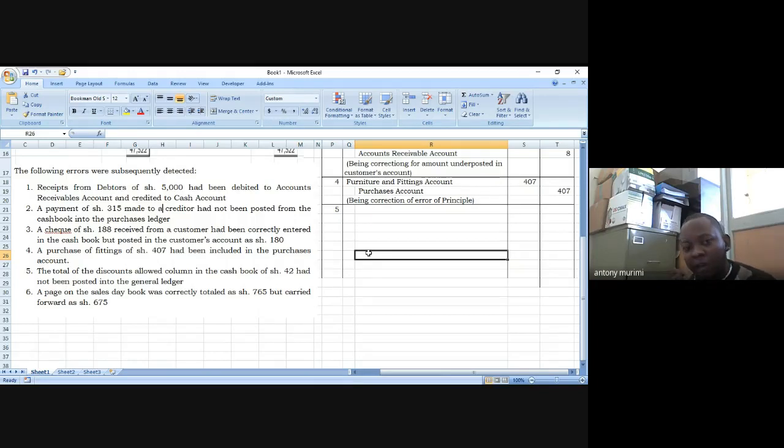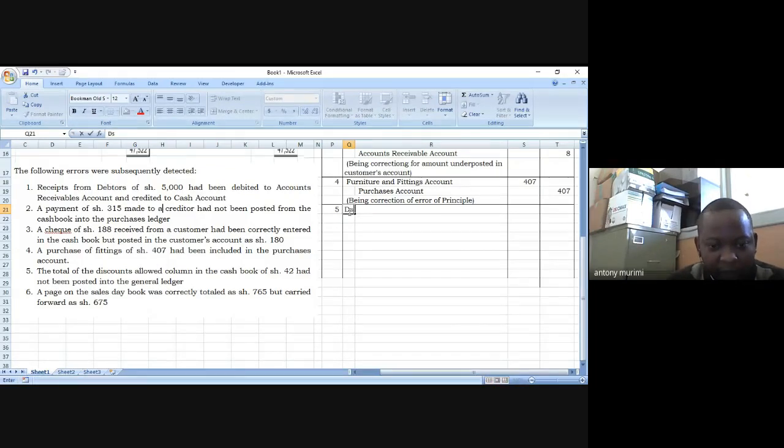So to correct for this, we shall have to introduce the suspense account, and then we post this 42 in the discount allowed account. And to increase the discount allowed account, which is an expense, we are supposed to debit. So therefore, we debit the discount allowed account and then credit the suspense account. Whenever expenses increase, they're supposed to be debited. So the discount allowed account was supposed to be debited with 42, but it was not debited. So therefore, to correct for this, we debit the omission.